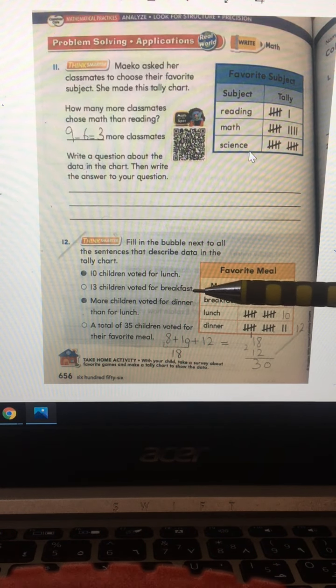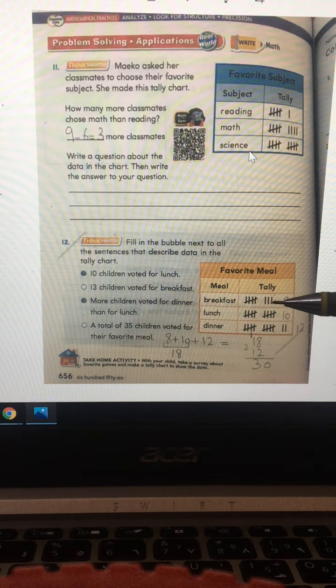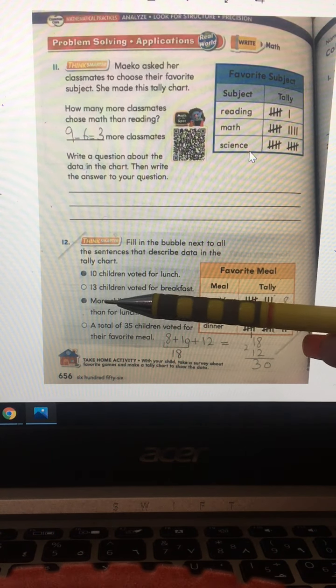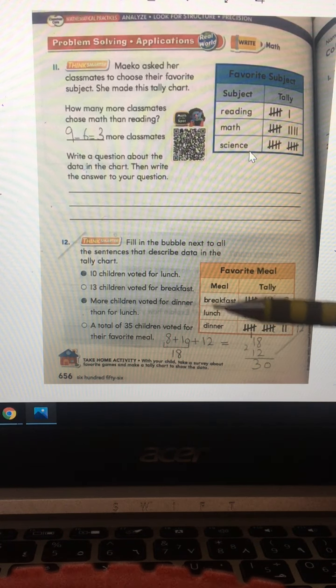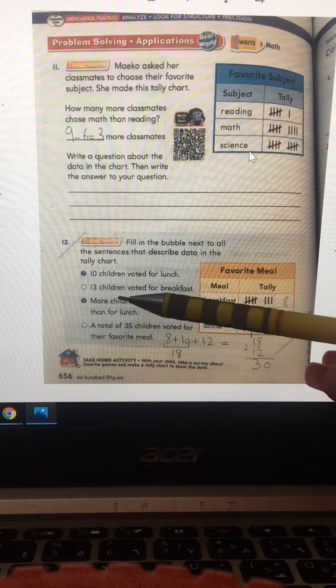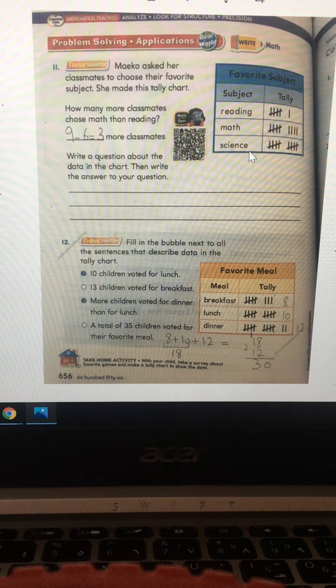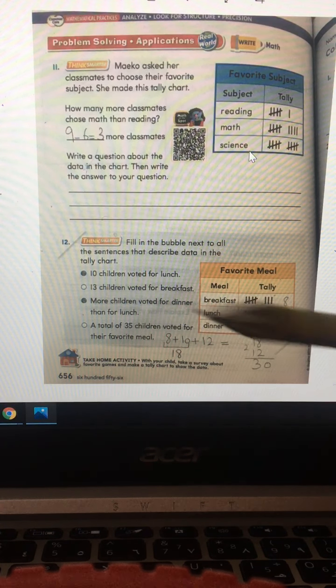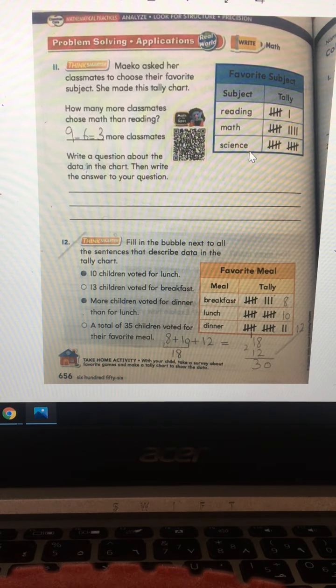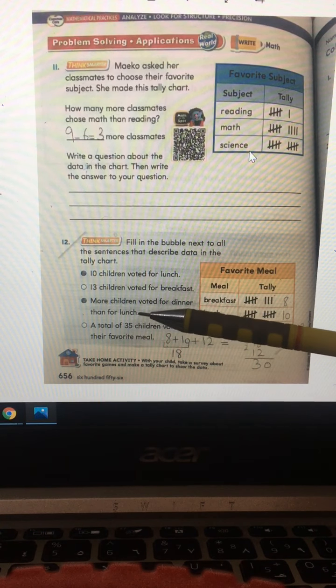Let's move on to the next sentence. 13 children voted for breakfast. Let's look at the breakfast. Let's check together. Here is 5, as we said, and here is 3. So 5 plus 3 is 8. So 13 children voted for breakfast is not true, because only 8 children voted for breakfast. So we are not going to shade in the bubble. Let's move on to the third sentence.